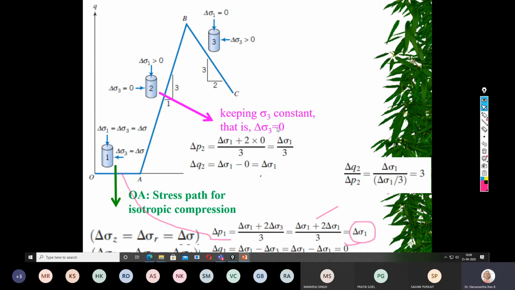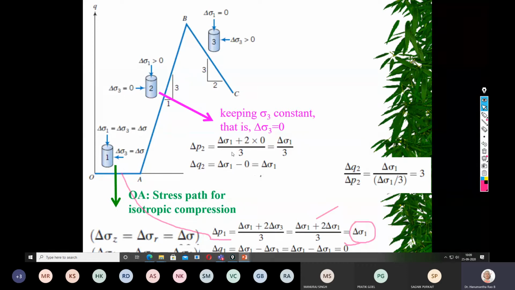Now keep sigma 3 constant, that is delta sigma 3 is 0, and increase only delta sigma 1, that is, increase only the axial loading condition. Then this follows some kind of an inclination, or you can say, the total stress path. Since we are not talking about the measurement of the pore water pressure, we should designate this as a stress following the total stress path.